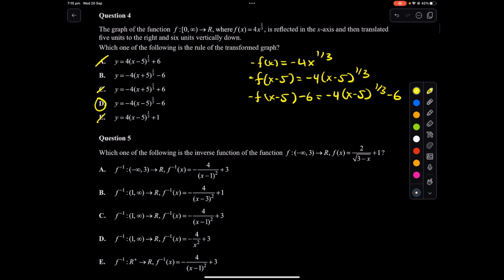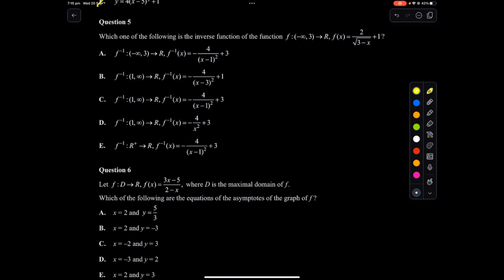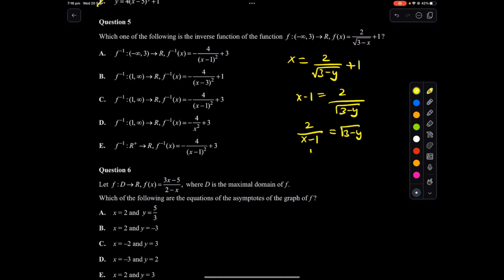It's D. Perfect. Which of the following is the inverse function of this? So it's going to the negative side. Be careful, this is your actual domain of this function. So what I'm going to do is interchange x and y. So x = 2√(3 - y) + 1. So it'll be x - 1 = 2√(3 - y), so squaring both sides, (x - 1)² = 4(3 - y). y is 3 - (x - 1)²/4.